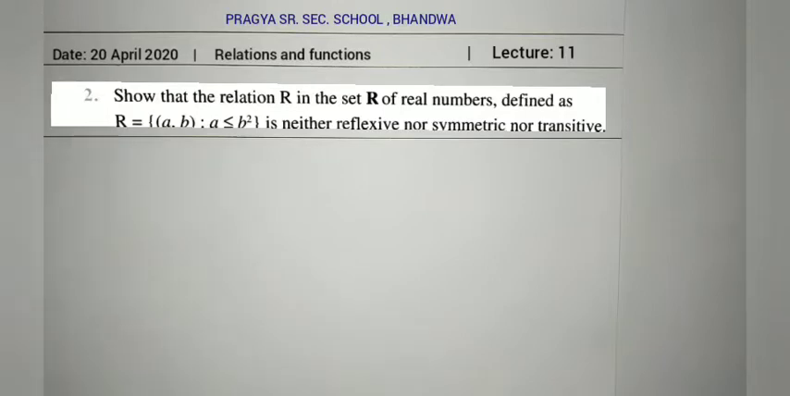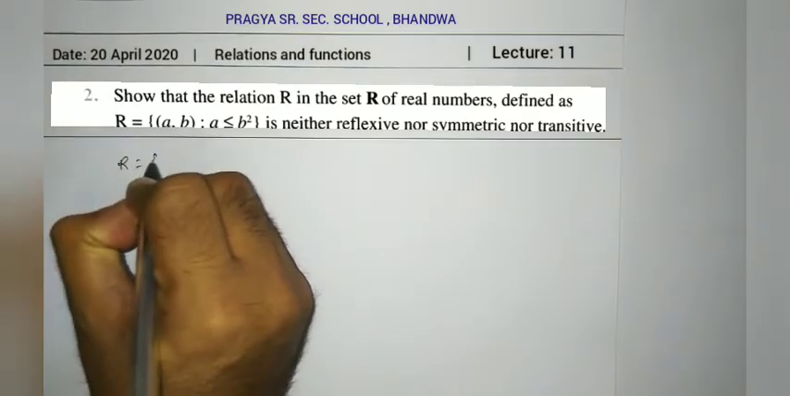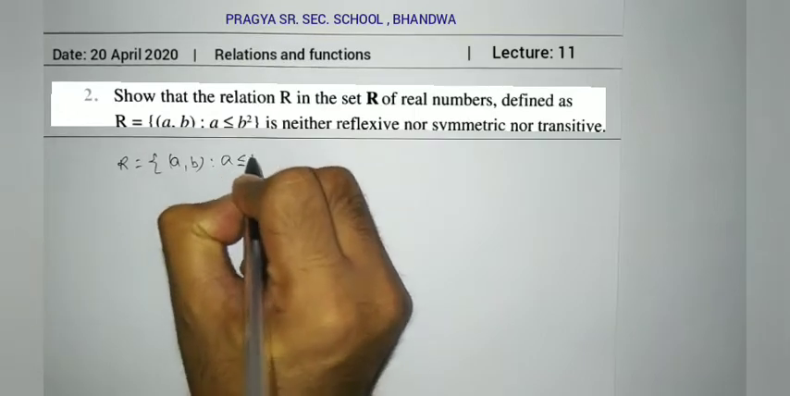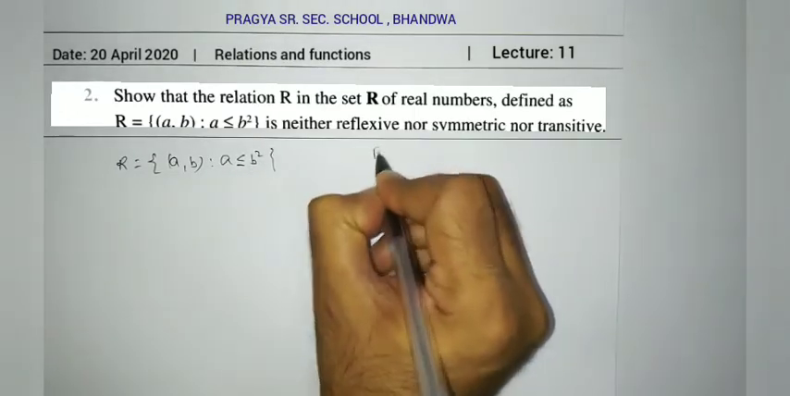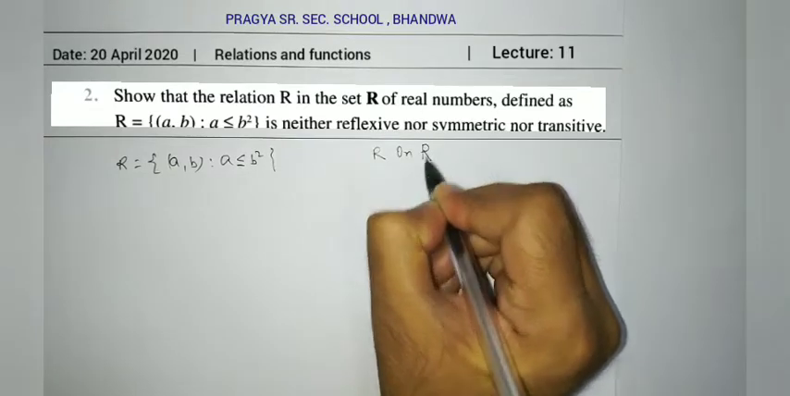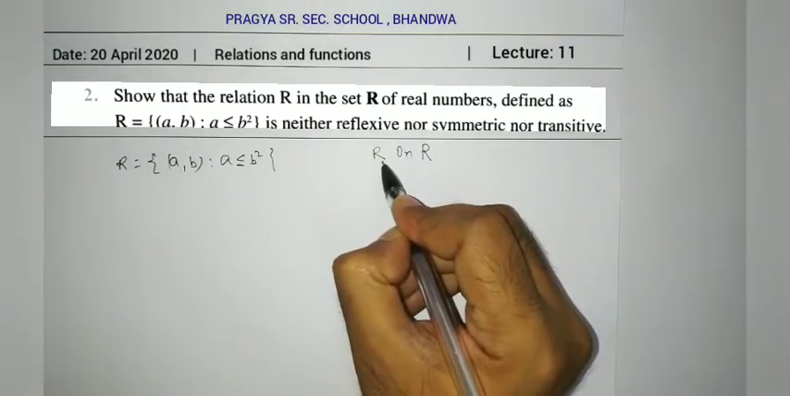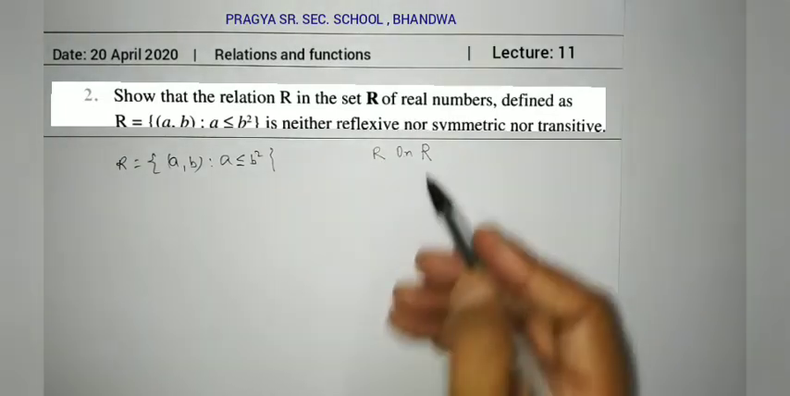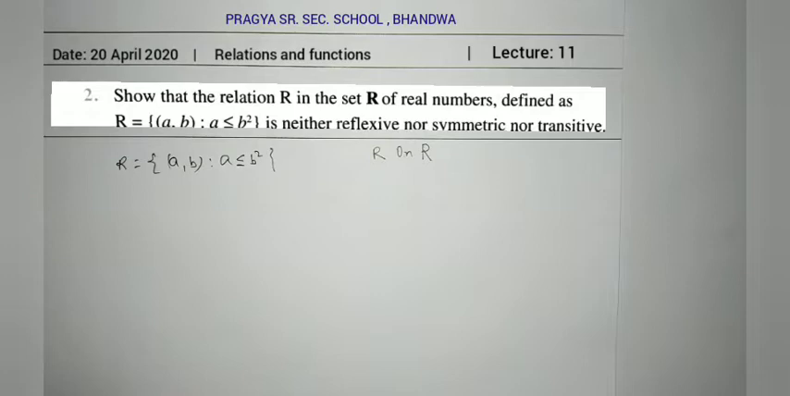See, in your question it is given: show that the relation R in the set R of real numbers defined as R equals (A, B) such that A is less than or equal to B square is neither reflexive nor symmetric nor transitive. So we have a relation R, (A, B) such that A is less than or equal to B square, and this is a relation on real numbers. We have to prove that this relation is neither reflexive nor symmetric nor transitive.